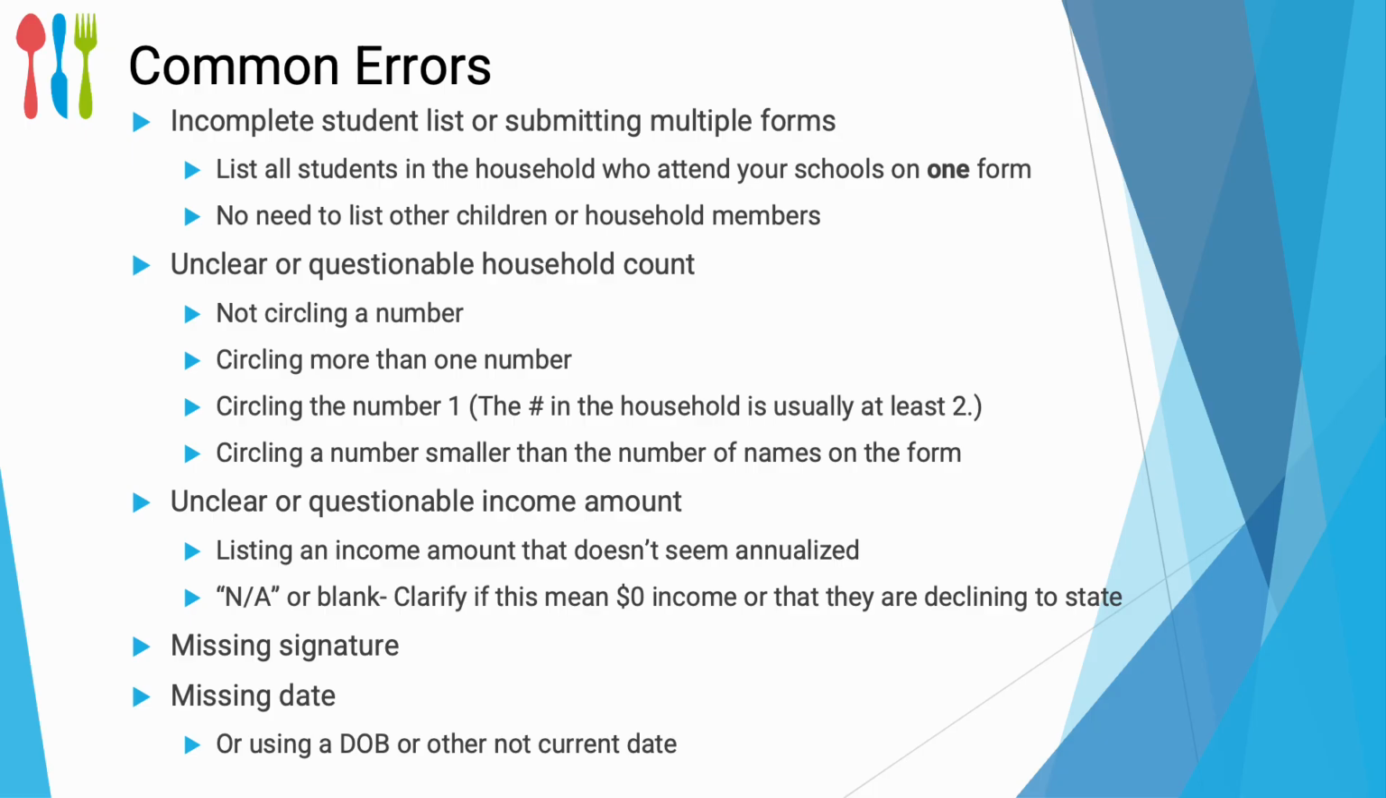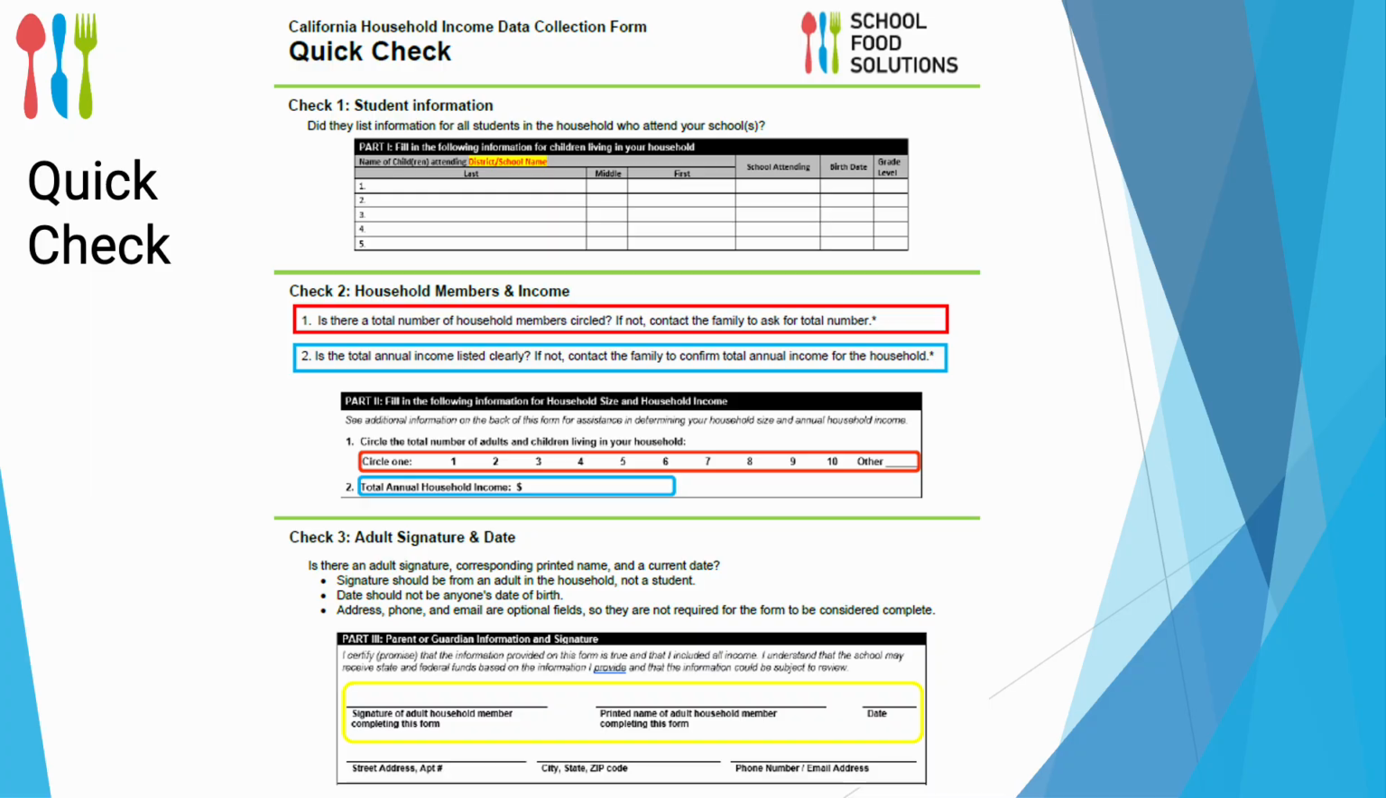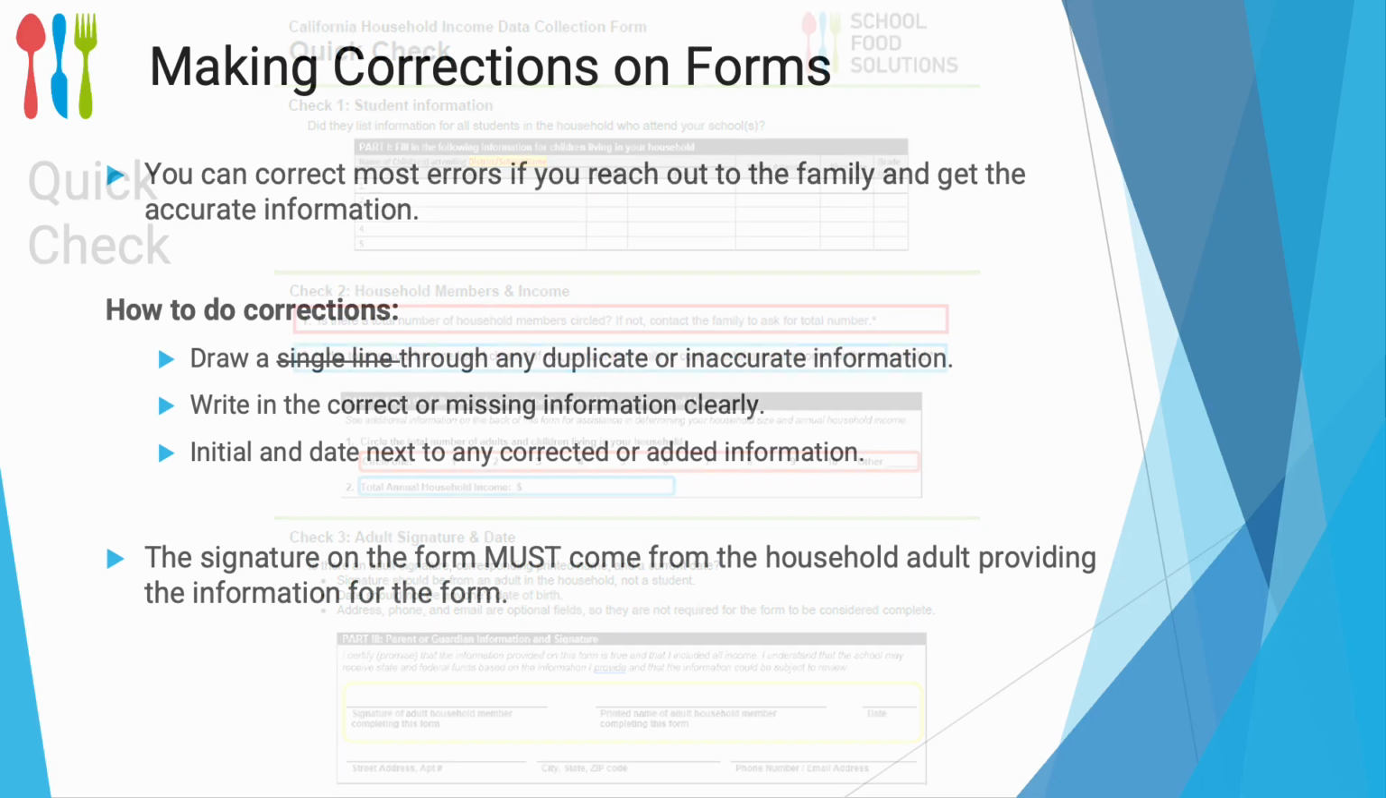Other common issues are just forgetting to sign it or date it. Also make sure that they're using a current date, not a date of birth or some other date. It needs to be a date after July 1st, usually. We're going to send you this reference quick check guide. We suggest you print this out and have it wherever you're collecting the forms. It's going to remind you of those errors and what to do about them.